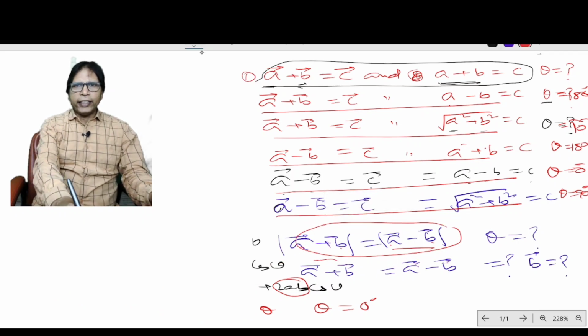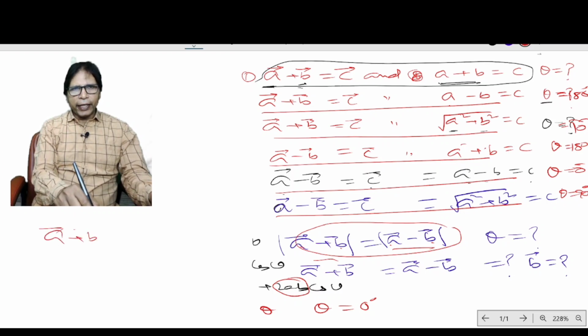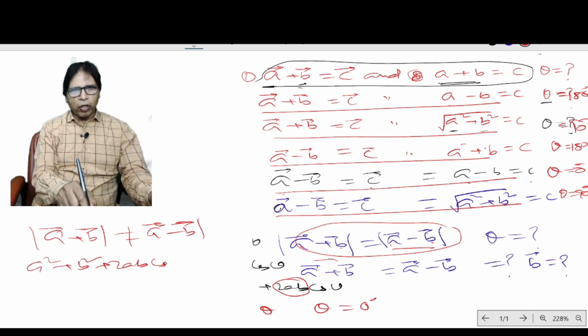Okay, look at this, the modulus of vector a plus vector b equals the modulus of vector a minus vector b. So the square root of a square plus b square plus 2ab cos theta equals the square root of a square plus b square minus 2ab cos theta.